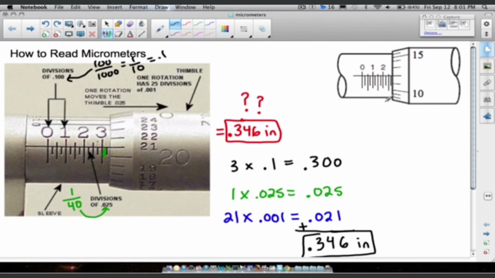Let's look at this example over here. Same idea, except it's just a black and white picture. And let's work this one out together.